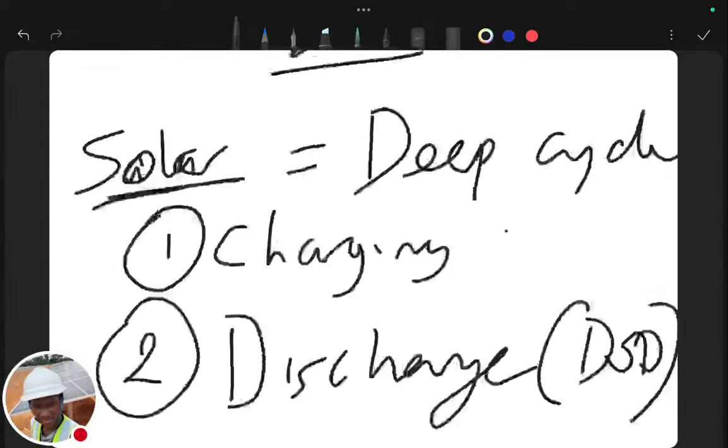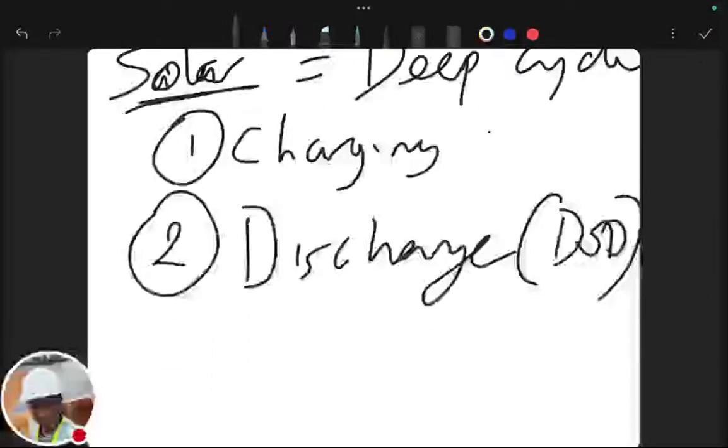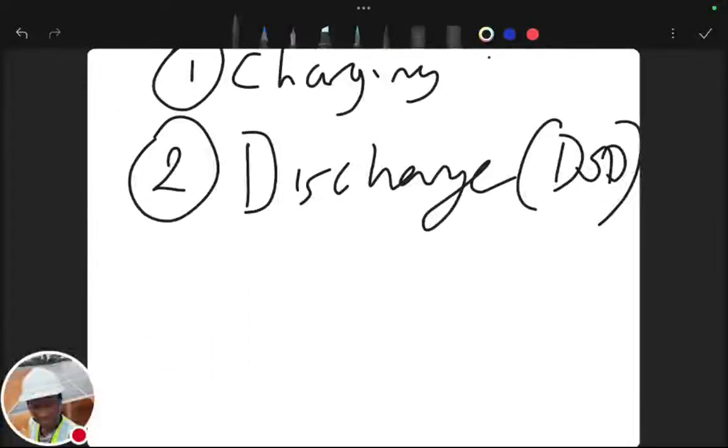So that is what differentiates solar and car batteries. The solar battery is called deep cycle and the car battery is not deep cycle.